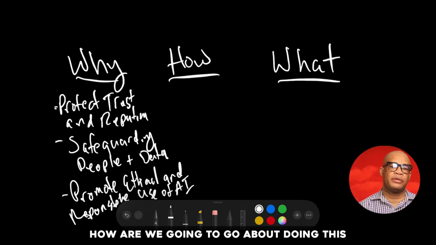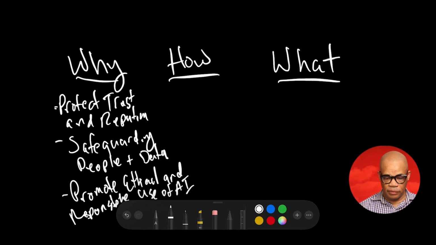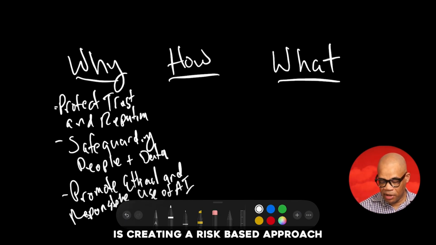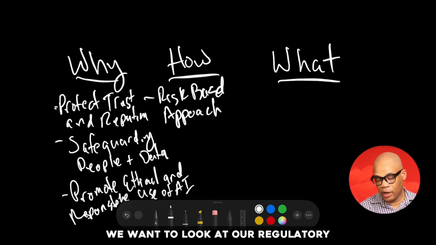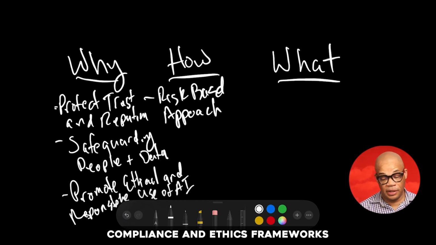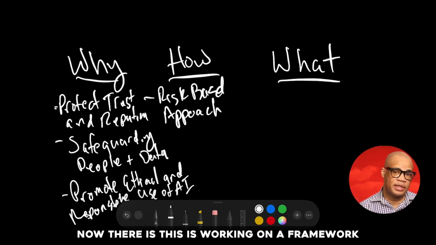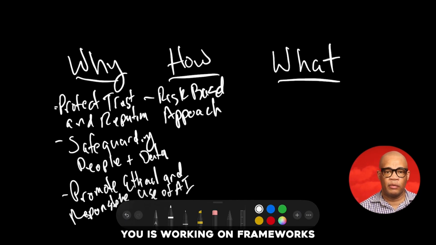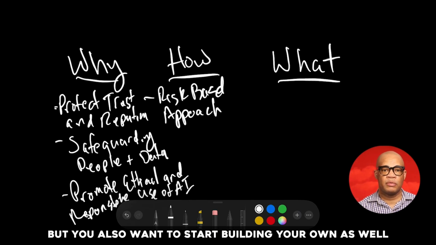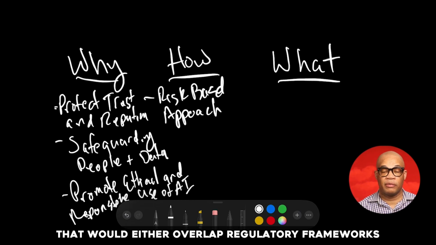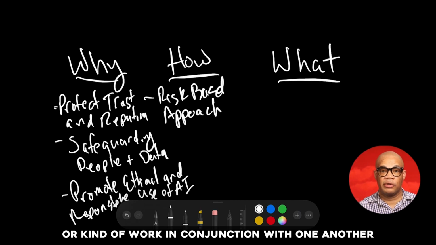Next up is the how. How are we going to go about doing this? So the easiest and probably the most high level part to think about this is creating a risk-based approach. Second, we want to look at our regulatory compliance and ethics frameworks. Now, NIST is working on a framework, the EU is working on frameworks. Those are good references to go by, but you also want to start building your own as well that would either overlap regulatory frameworks or kind of work in conjunction with one another.